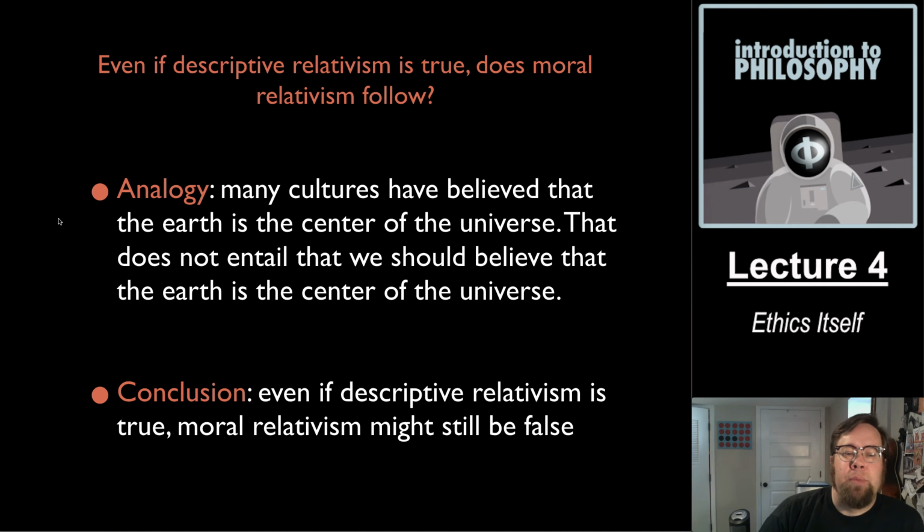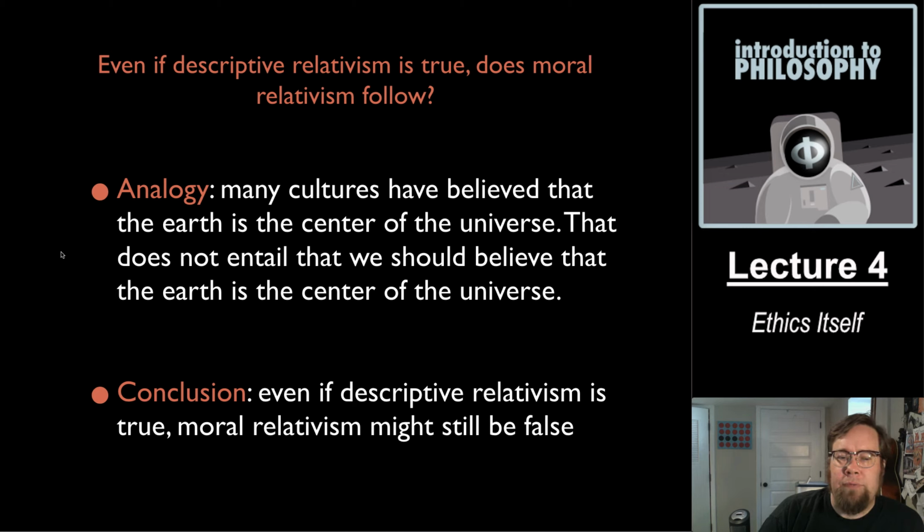But here's a really important question. Why would descriptive relativism lead to moral relativism? Even if descriptive relativism is true, why would moral relativism follow? So even if it was true that all sorts of different cultures have different beliefs about morality, why should we allow that they are all true? Why can't it nonetheless be the case that some of them have correct beliefs about morality and others have false beliefs about morality? So here's an analogy.